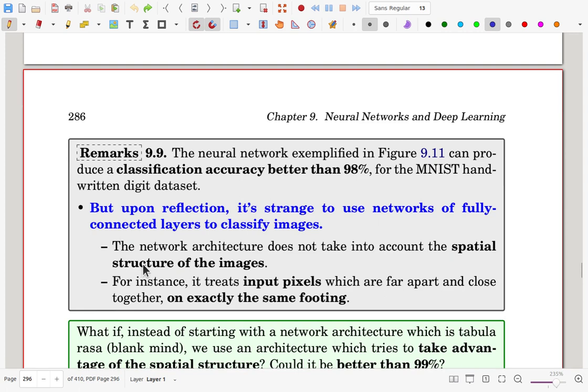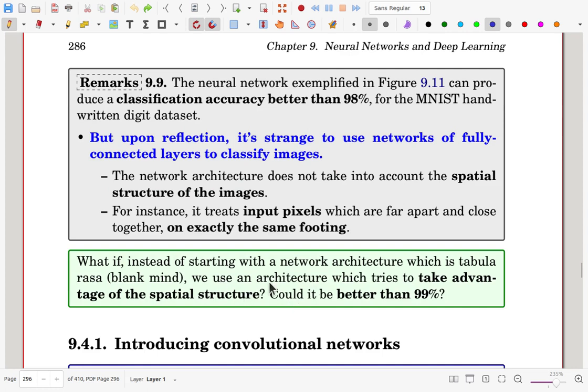The network architecture does not take into account the spatial structure of the images. For example, the network treats input pixels far apart and close together in exactly the same way. What if we use an architecture which tries to take advantage of the spatial structure? Then, can it be better than 99% in accuracy?